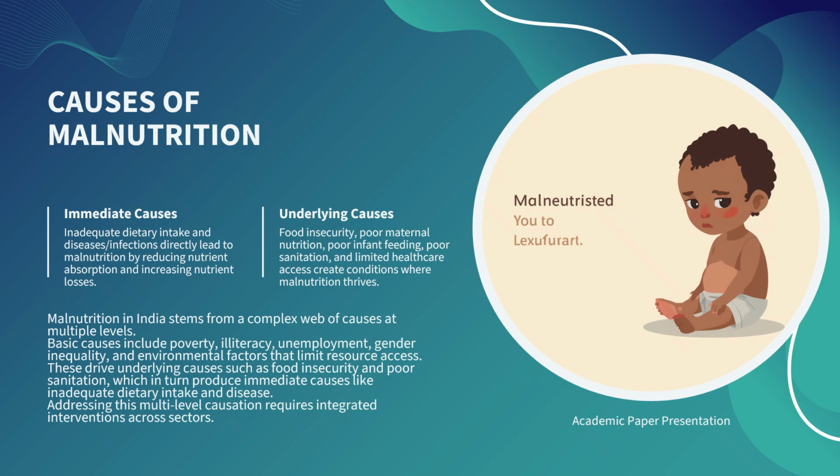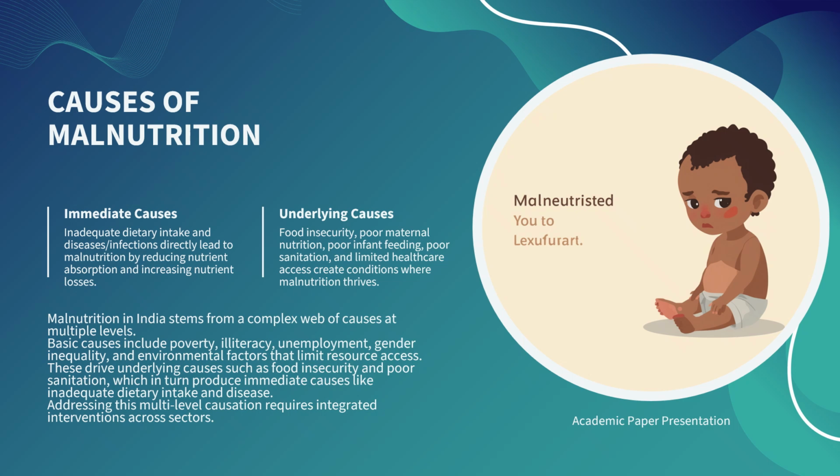The underlying causes mean food insecurity, which is present in a region or a country, and poor maternal nutrition. Poor maternal nutrition results in a malnourished mother, which causes a malnourished baby. Then poor infant feeding and poor sanitation lead to infectious diseases. Limited healthcare access. These all conditions create a place where malnutrition thrives. These are called underlying causes. These are persistent in a region, society, or community.